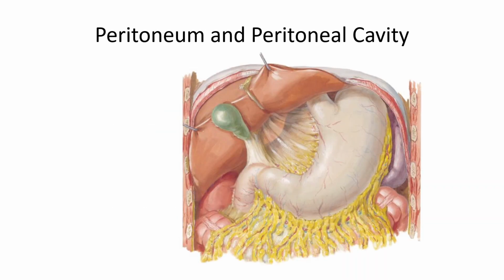Here we see an anterior view of the lesser omentum, showing its connection to both the liver and foregut. The lesser omentum can be subdivided into the hepatogastric ligament, which is the portion connecting the liver to the stomach, and the hepatoduodenal ligament, connecting the liver to the proximal portion of the small intestine.